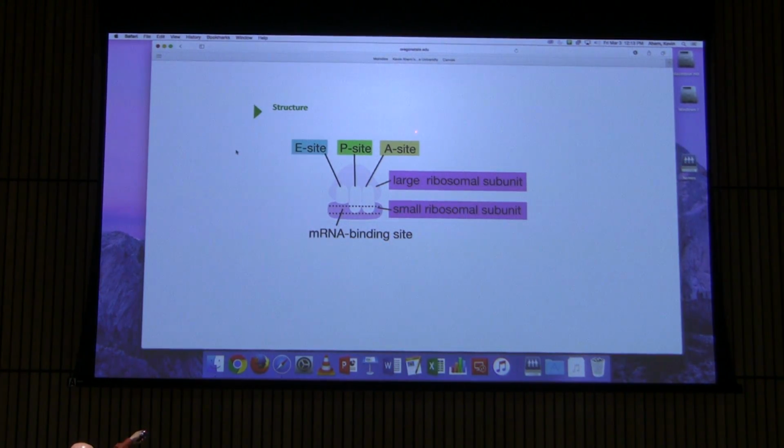So incoming transfer RNAs would come into the A site. We'll see that they will slide to the P site, and then they will slide out the E site. E stands for exit. Okay? And that's happening as the ribosome itself is moving rightwards in this figure. So things are coming in here, going out there. The ribosome is sliding just like this. Okay, so that's the overall scheme that we'll have for translation and the organization of materials in the ribosome.